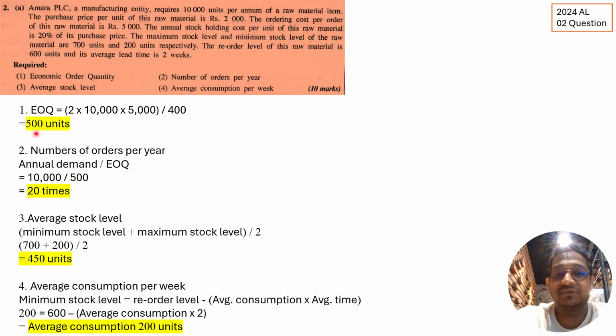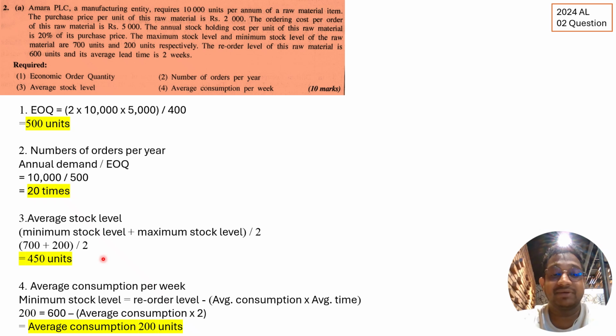And then they're asking the number of orders per year. The annual demand is 10,000. And if you are purchasing the economic order quantity at once, then 10,000 divided by 500, you have to order 20 times per year, right? And the average stock level. So how to find out that? Minimum stock level plus maximum divided by 2. And it's very easy because the minimum stock level and maximum stock level are given here directly. And that addition you should divide by 2, then you can find out the average stock level.